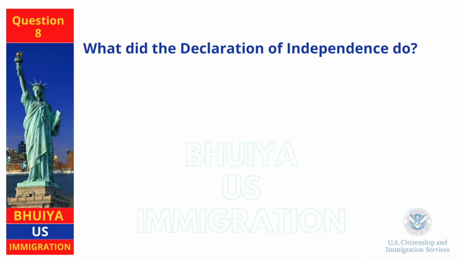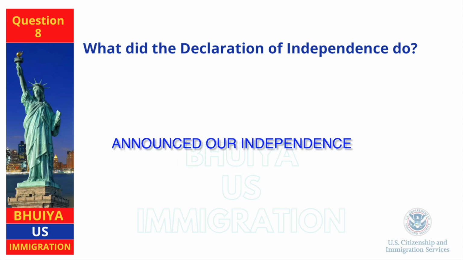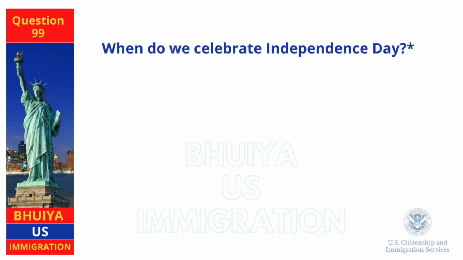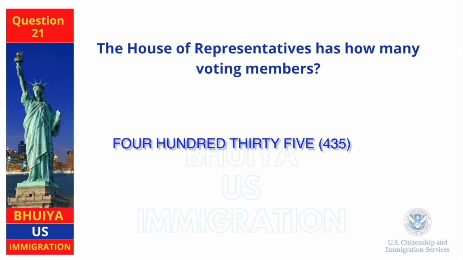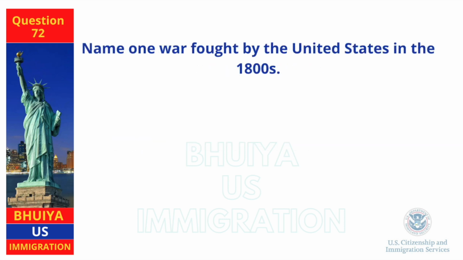What did the Declaration of Independence do? Announced our independence. When do we celebrate Independence Day? July 4. The House of Representatives has how many voting members? 435. Name one war fought by the United States in the 1800s. Civil War.